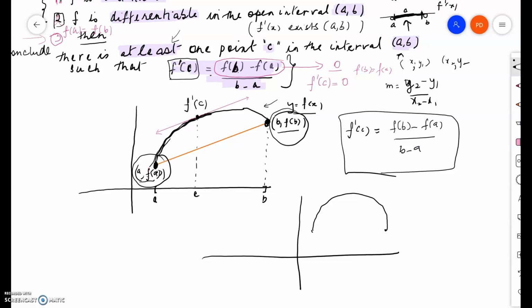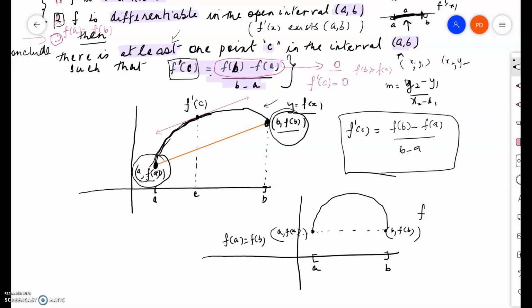this. So this is an example of a function f that is continuous in a closed interval [a, b]. Notice that the heights of these two points are exactly the same. This point has coordinates (a, f of a), and this point has coordinates (b, f of b). Notice that they're at the same height. So therefore, f of a is equal to f of b.